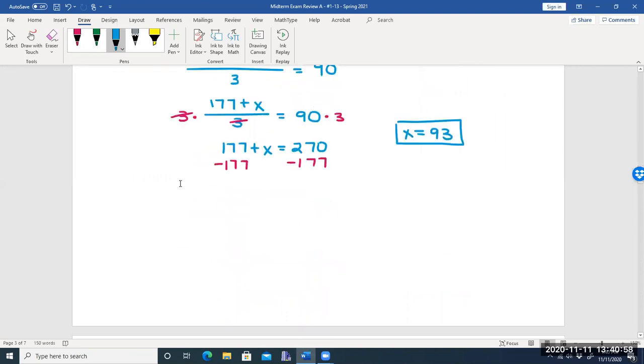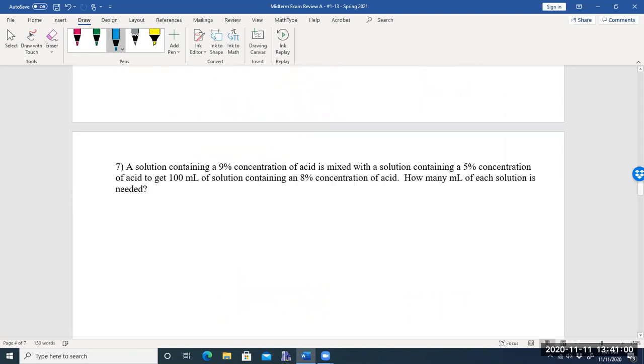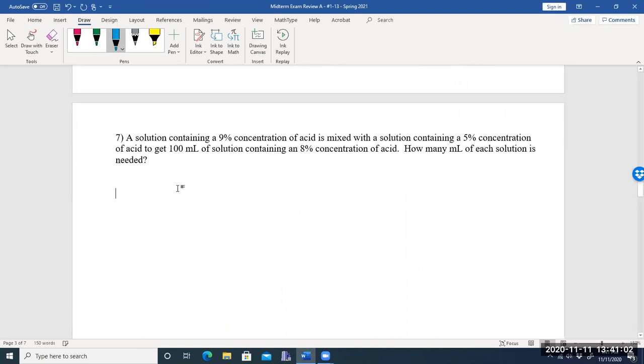All right, number 7. So number 7, we've got a mixture problem. We have 2 bottles, a 9% concentration and a 5% concentration, but what we want is an 8% concentration. We also want to end with 100 milliliters of liquid.